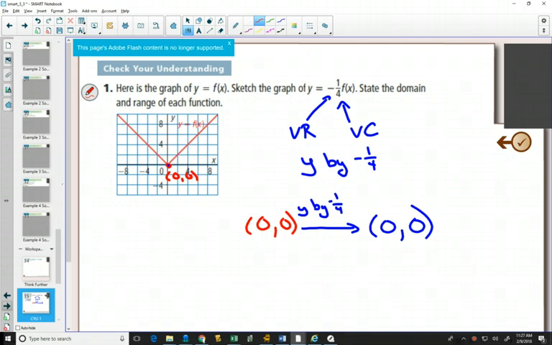What would be a nice point to choose? So when I multiply y by 1/4, I don't get a fraction as an answer. 4. So if you chose (4, 4), let's see if that works. When I multiply 4 by -1/4, sure enough, I get -1. So this point right here was a nice one to choose.